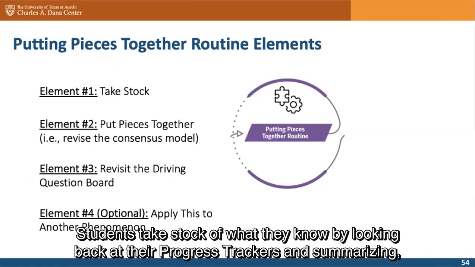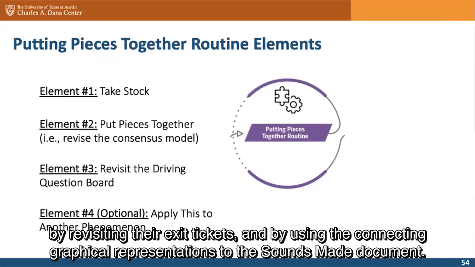Students take stock of what they know by looking back at their progress trackers and summarizing, by revisiting their exit tickets, and by using the connecting graphical representations to the sounds made document.